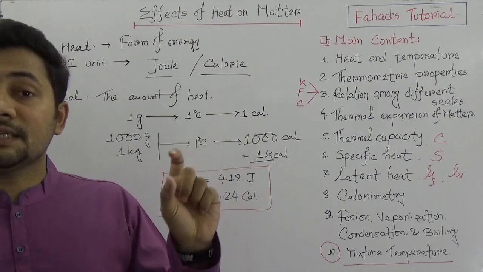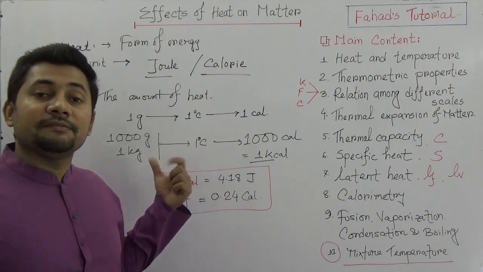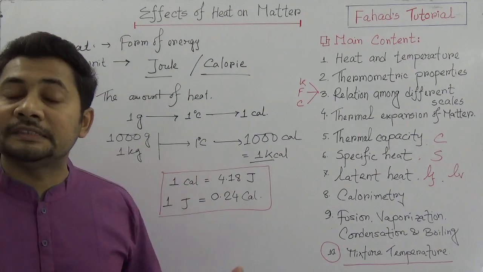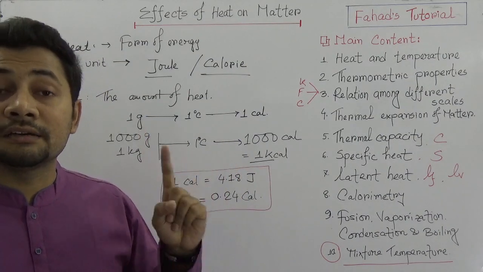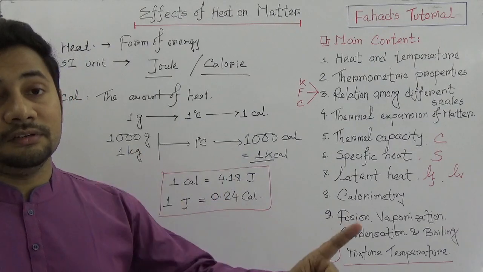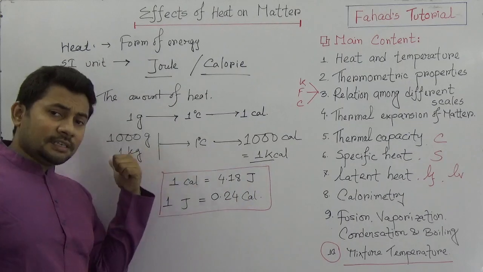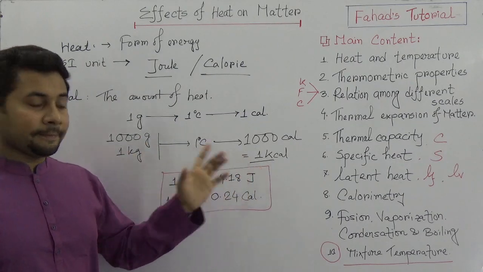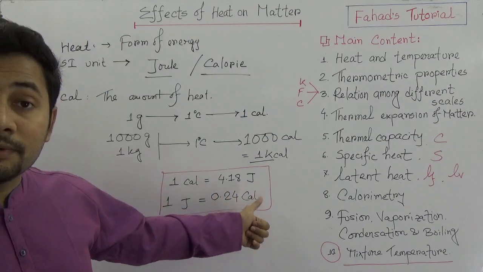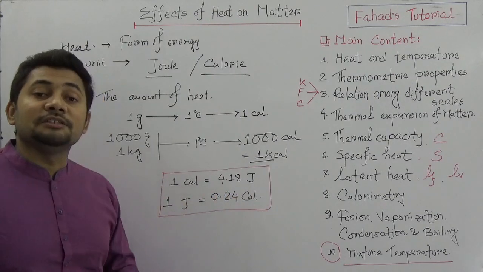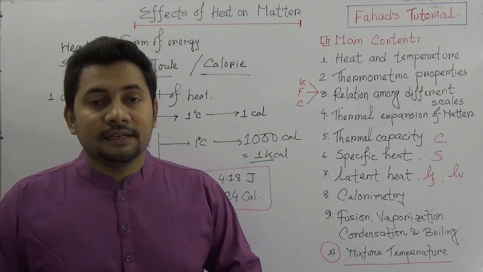So from this point of view, we understand that the SI unit of heat was previously the calorie, but right now the joule is used. And what is the definition of calorie? The amount of heat required to increase the temperature of 1 gram of water by 1 degree Celsius is called 1 calorie. In case of 1000 grams, that is a kilogram, and this is a kilocalorie. And 1 calorie is equal to 4.18 joule, and 1 joule is 0.24 calorie. Okay.